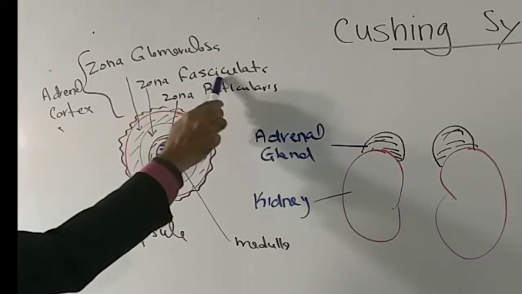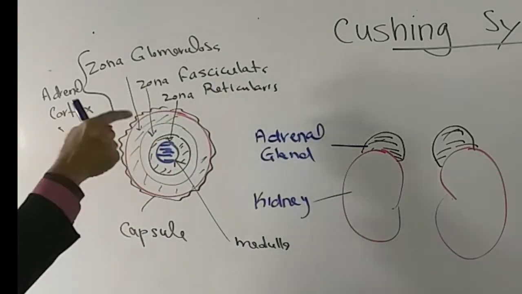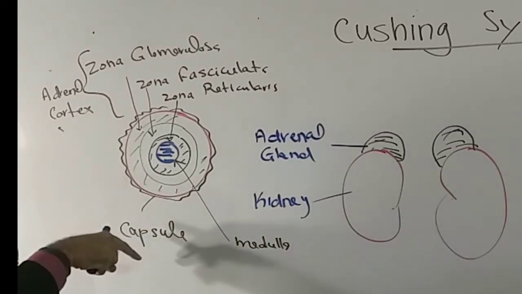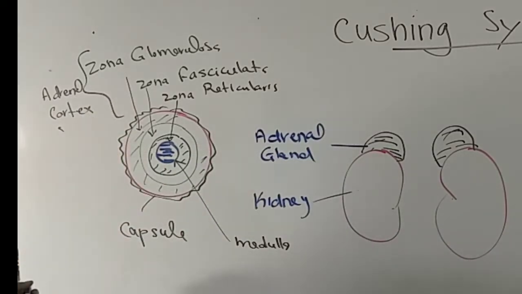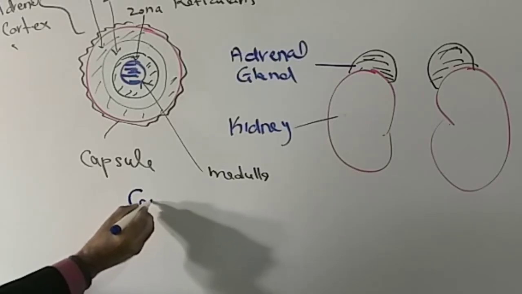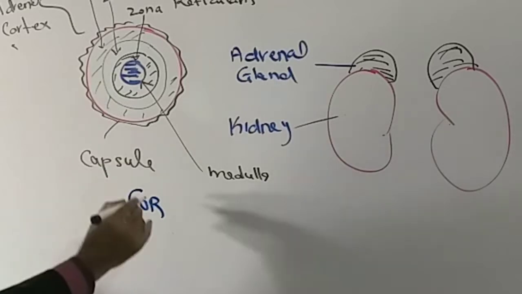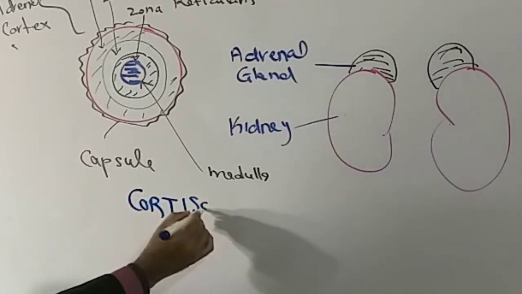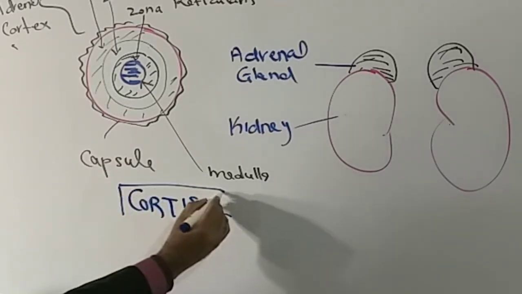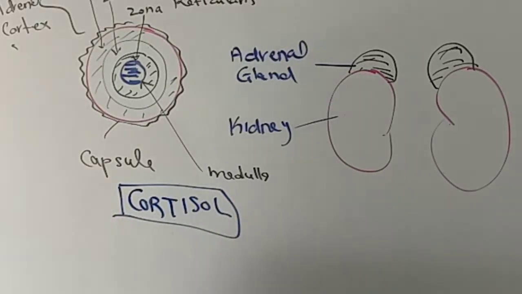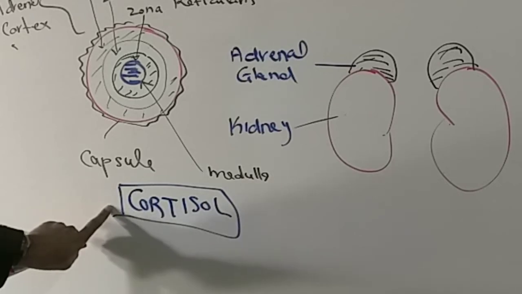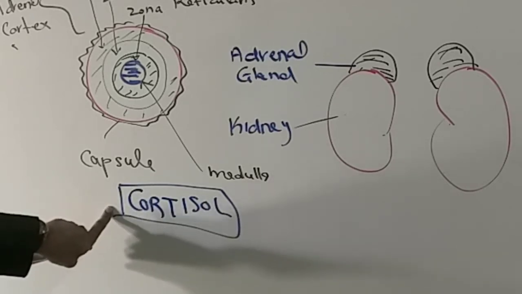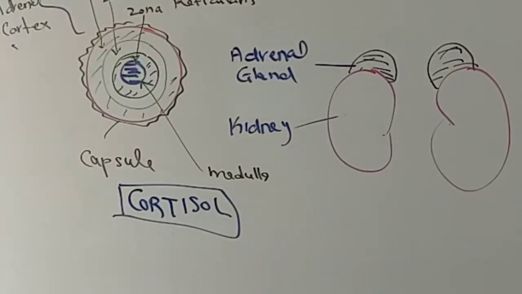Now this zona fasciculata is the place in the cortical part of the adrenal gland where cortisol is produced, because our syndrome, which we are calling Cushing syndrome, is because of a higher concentration in the body of cortisol, which is a steroid in our body. Because of this steroid's higher concentration, we have a condition which we call Cushing syndrome.